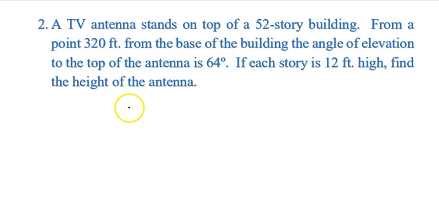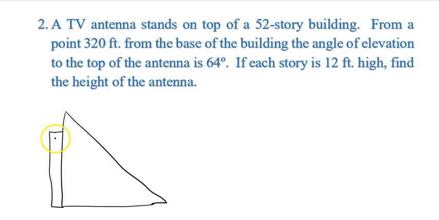Okay, for our next problem, we have a TV antenna standing on top of a 52-story building. From a point 320 feet from the base of the building, the angle of elevation to the top of the antenna is 64 degrees. If each story is 12 feet high, find the height of the antenna. Okay, so I'm going to start with, I have a building over here, and this is my antenna, and then I'm looking down here. This is the point on the ground.